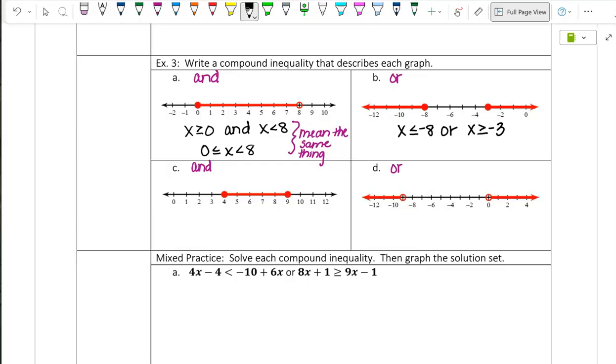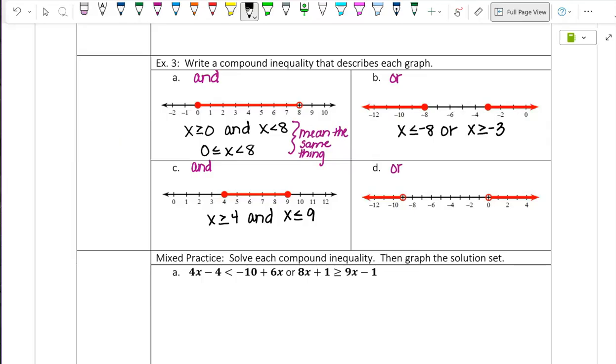Problem C, again, we've already said this is going to be an and. I have a closed circle at 4, so x is greater than or equal to 4. And I have a closed circle at 9. x is less than or equal to 9.